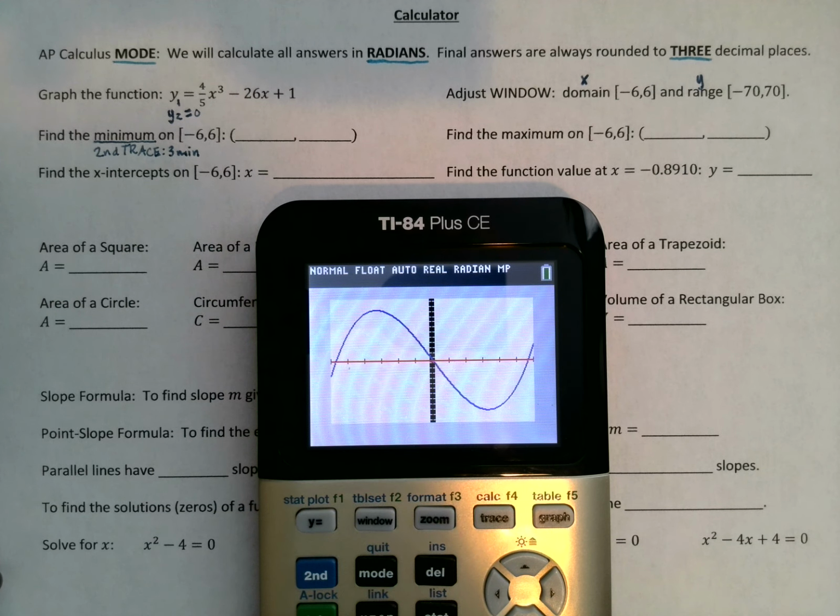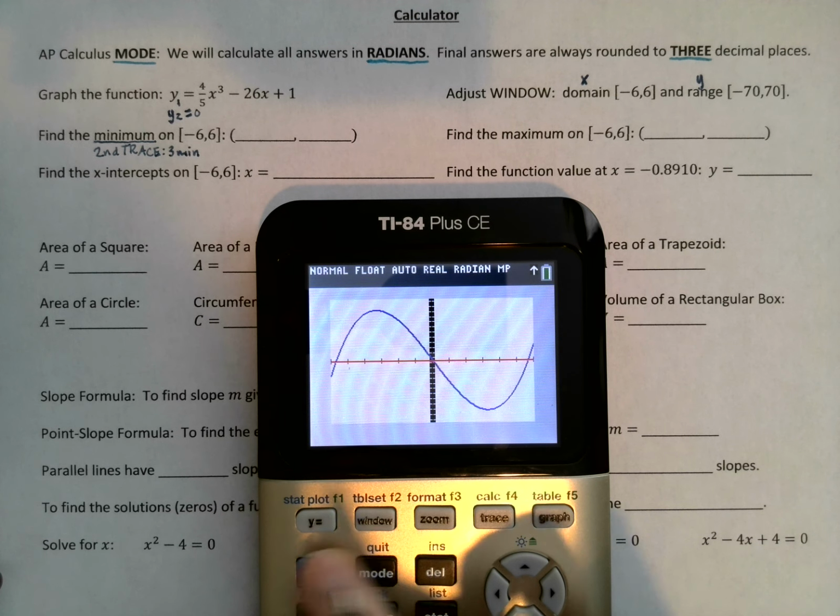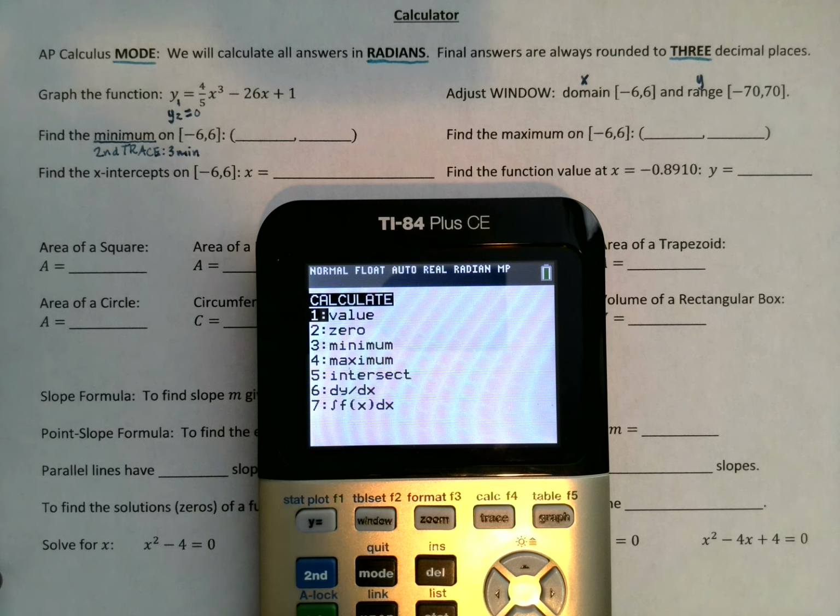All right, so we're asked to do some things with this graph, or actually find some values. And the nice thing about all of the functions that we are going to look at in calculus, they're all in the same menu. So ones that you've already learned, plus the new ones we're going to learn in our AP Calculus class, are all in the second trace, or what we call the calculate menu. So the first one they asked for is for the minimum. So I went to second trace. I'm going to choose number 3.